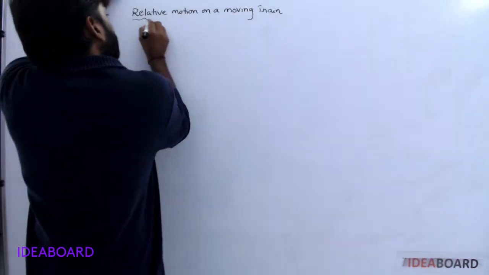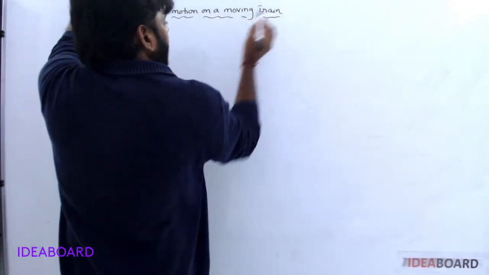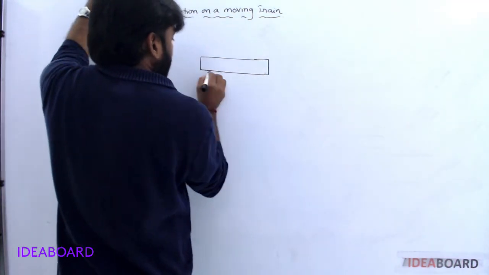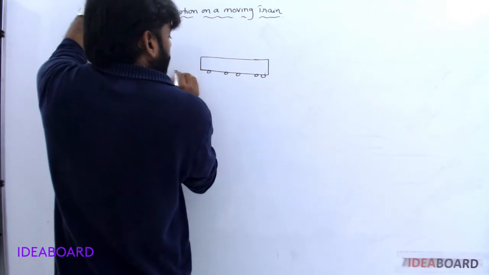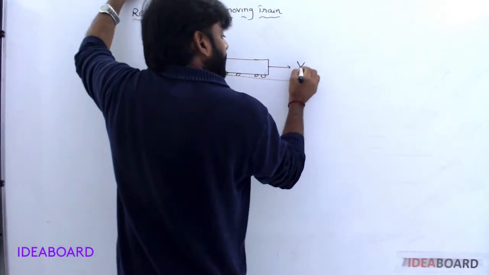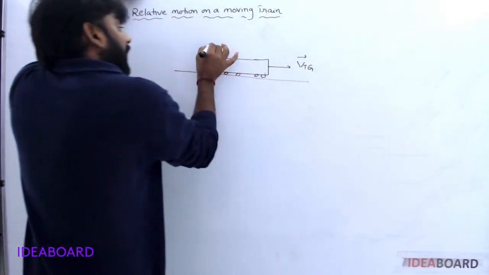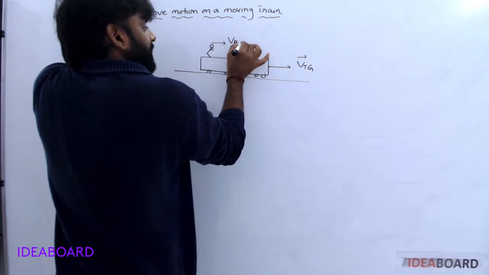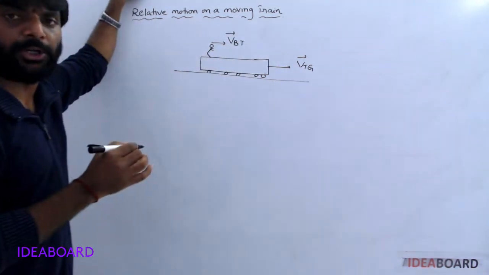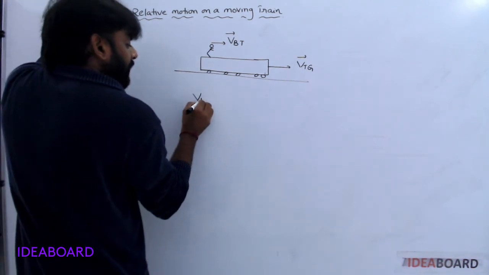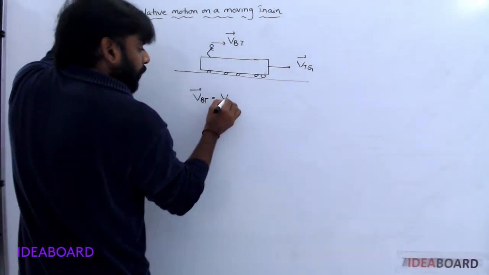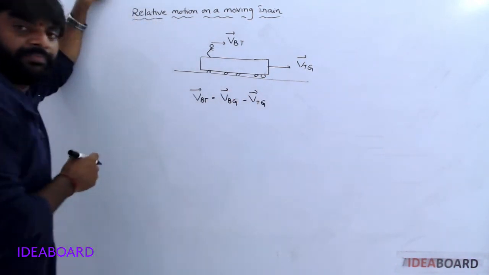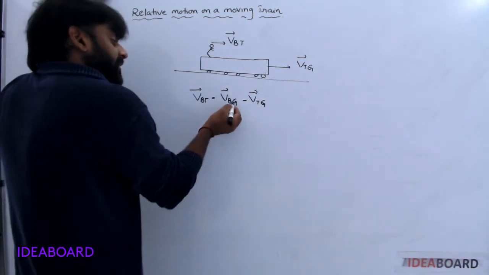Next one, relative motion on a moving train. For example, it is a train, and it moves. Here is the train velocity with respect to ground. On the train, one boy is moving. Boy velocity with respect to train. Now boy velocity with respect to train is written as boy velocity with respect to ground minus train velocity with respect to ground. Here the required one is boy velocity with respect to ground.